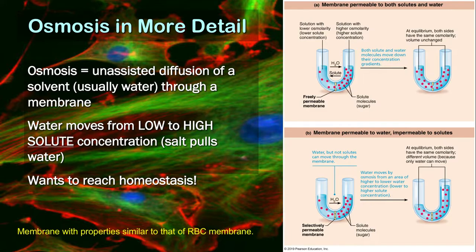We want to even things out. We want there to be the same ratio of water to solute particles on both sides. In order to do that, which way is the water going to move? To the right or to the left? To the right, over to side B. And we know this because salt pulls water. There's more salt, there's more solute over here on side B. So the water is going to flow across that selectively permeable membrane into side B.